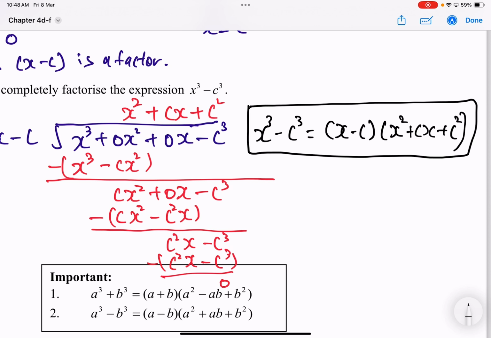Okay, I'm going to pause here for another 2 more minutes. If you don't get the answer, scrap the whole thing and redo it again.